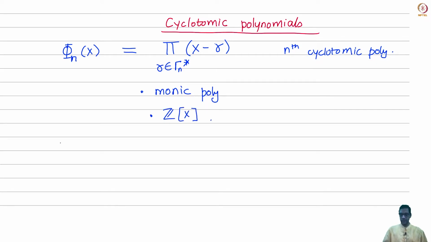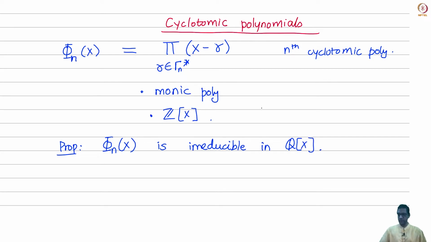Okay. Now this time we will establish the following important statement, that in fact this is an irreducible polynomial in Q[x]. Okay. So observe, the other thing we know is that the degree of this polynomial is just the value of Euler's totient function, the number of numbers between 1 and n which are relatively prime to n. Okay, so we need to show the irreducibility of this polynomial. So that's our next claim.